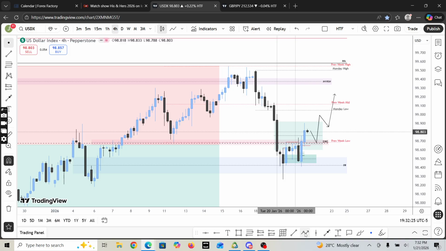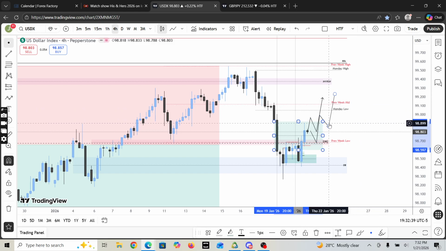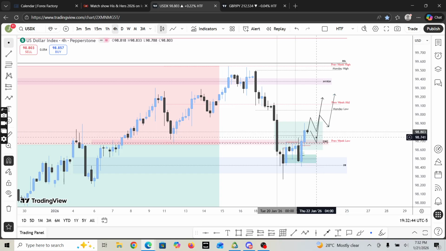We'll use this level as a support level for continuation, right? Ideally, I would love to see price trade to close above this inefficiency level on the H4 before this, right? So I have two scenarios here. Either price comes down to bounce off of this inefficiency level before it comes to close above this, or close above the inefficiency level and then comes to use that as support to trade higher, right?